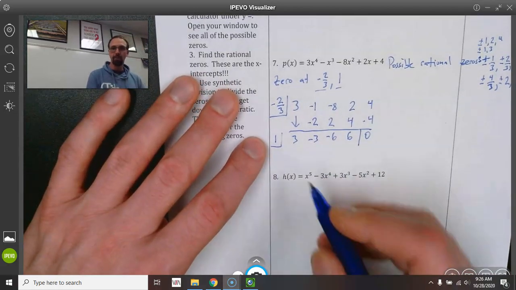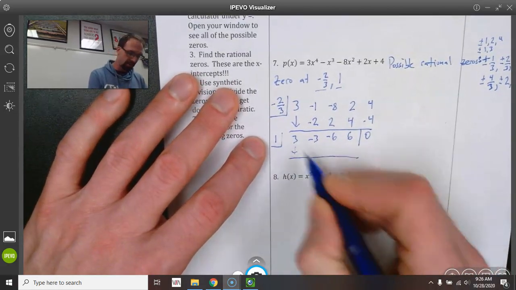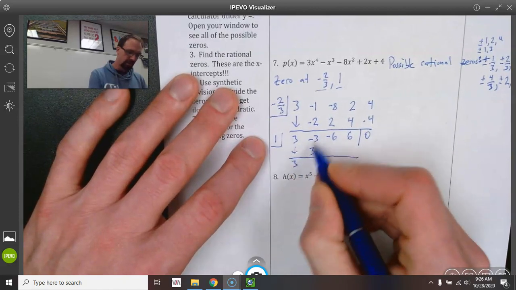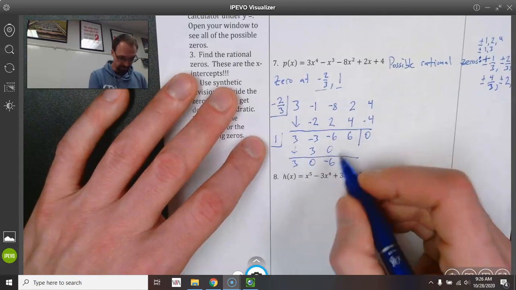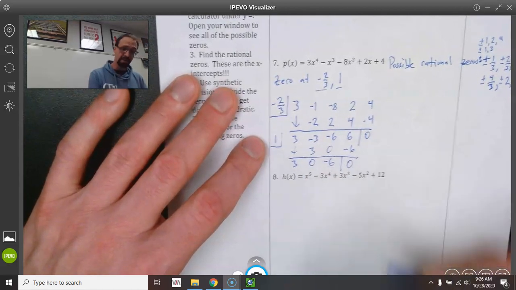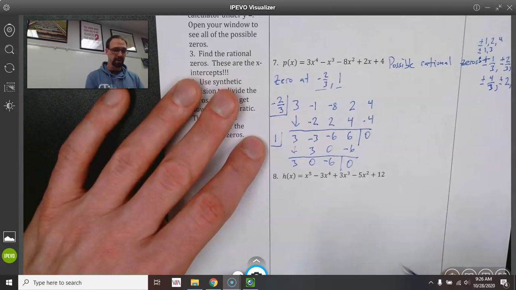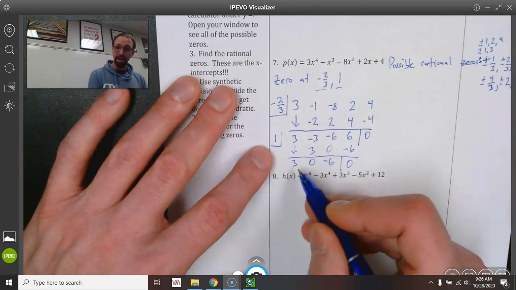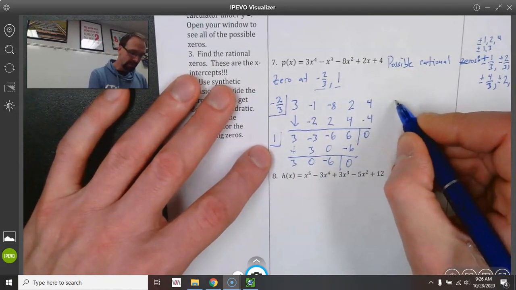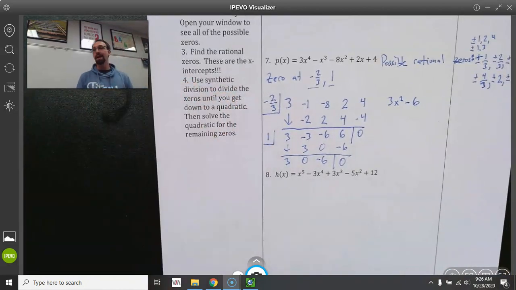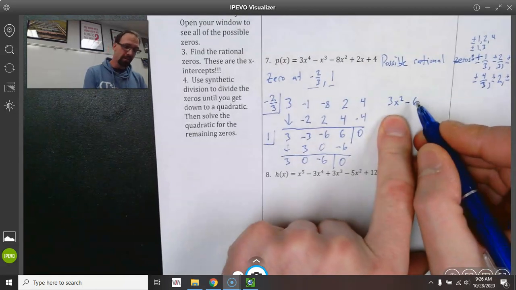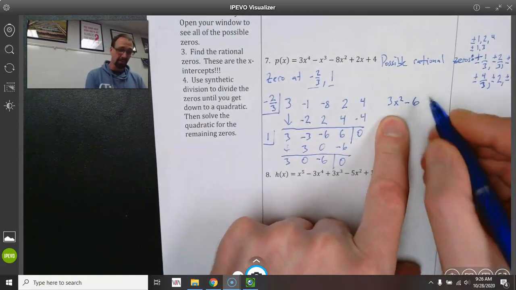So if I use 1 here, synthetic division with a 1, again, bring down the 3, is 1, that's a 0, 0, negative 6. Negative 6 times 1 is negative 6, and then that should be a 0, which we know from earlier. So then this is a quadratic. This quadratic is 3x squared minus 6. So I can use any method that we have to solve quadratics to figure out what these last zeros are. I know without a b term, it's actually easier to do the square root method.